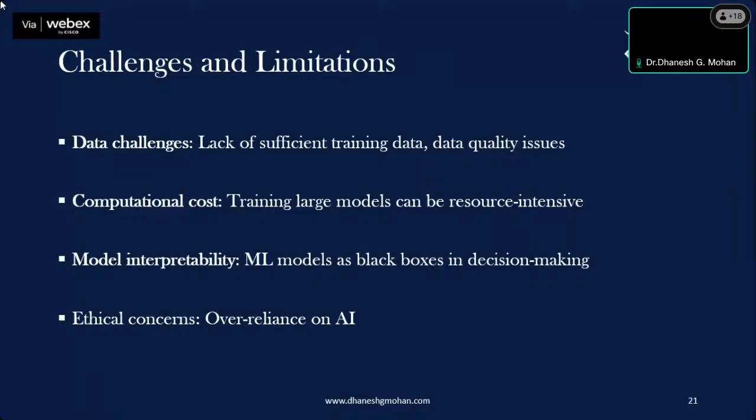The third one is model interpretability. Many ML models act as black boxes. Engineers and regulators hesitate to accept predictions that cannot be explained. It's not only the engineers, all the researchers are doing the same. Explainable AI is therefore a critical research frontier.